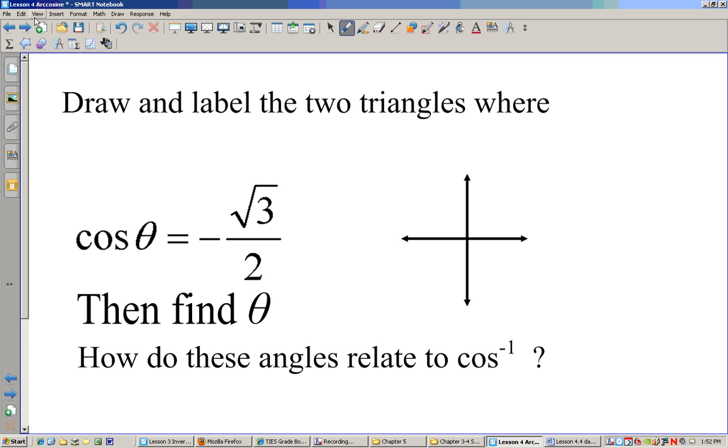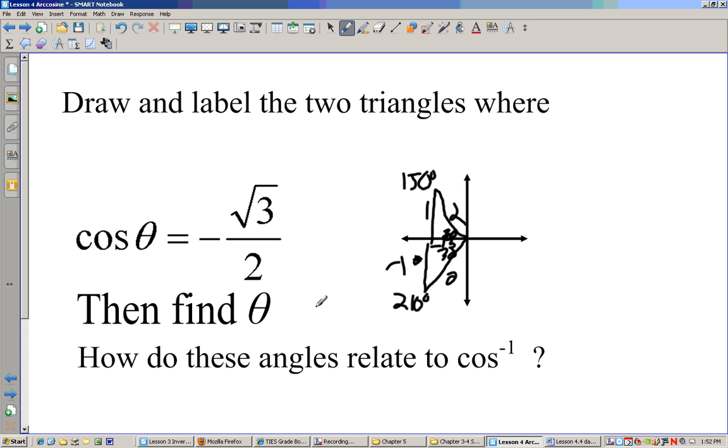All right, let's look at this one. Cosine of theta is equal to negative root 3 over 2. Let's first draw the triangles. So now it's negative, so it'll be on this side. So negative root 3 over 2. So this is going to be negative 1 and 1. So across from that, it's going to be a 30-degree reference angle. And so this will be 150. And this over here is going to be 210.